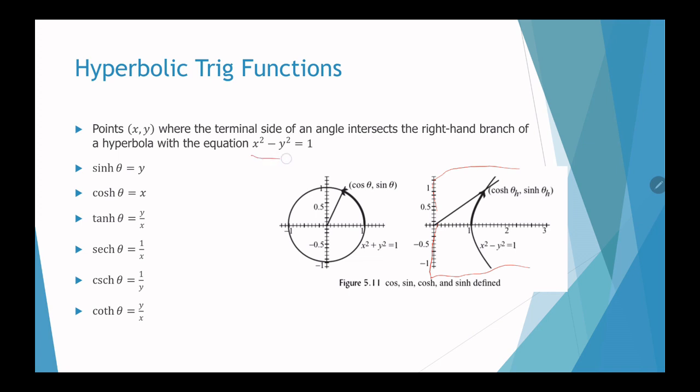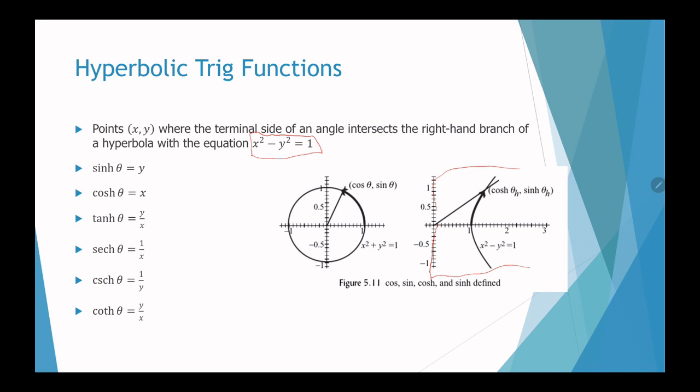And this is the equation, again, very similar to the circle, but not quite. We have that sinh of theta is equal to y, so the y value. Cosh of theta is equal to the x value.